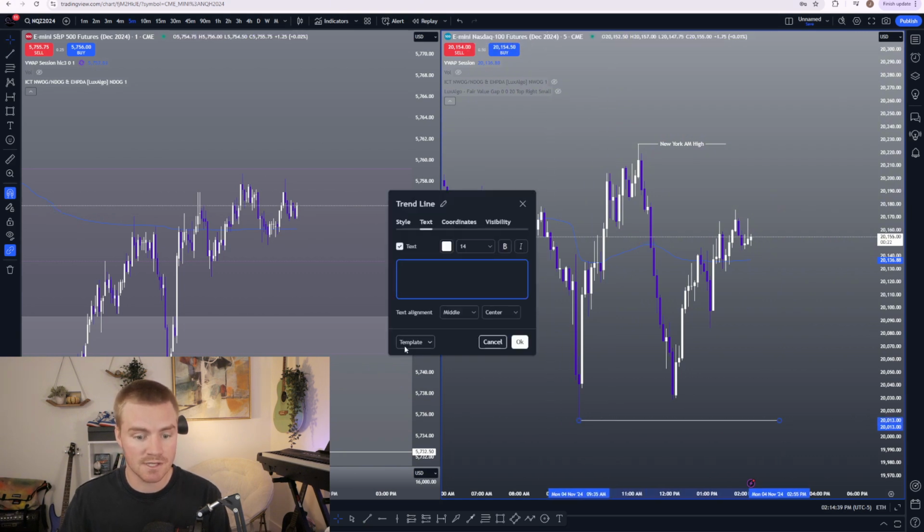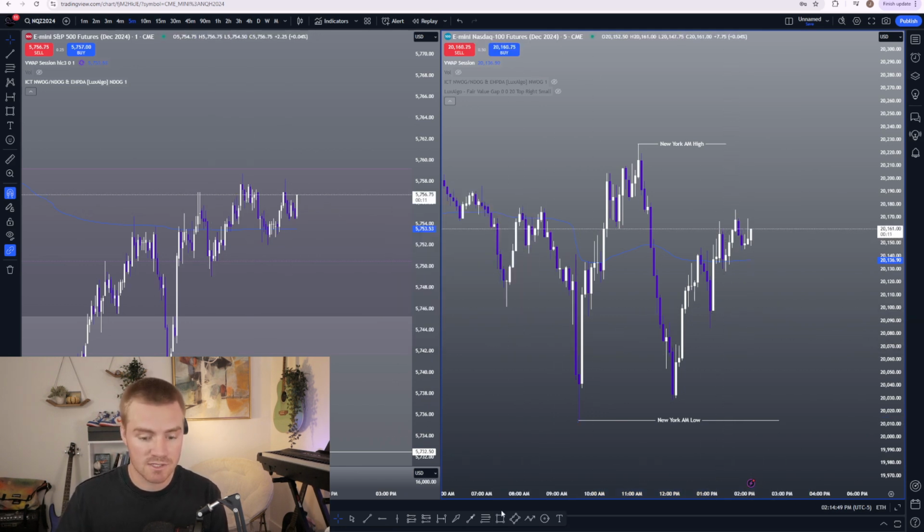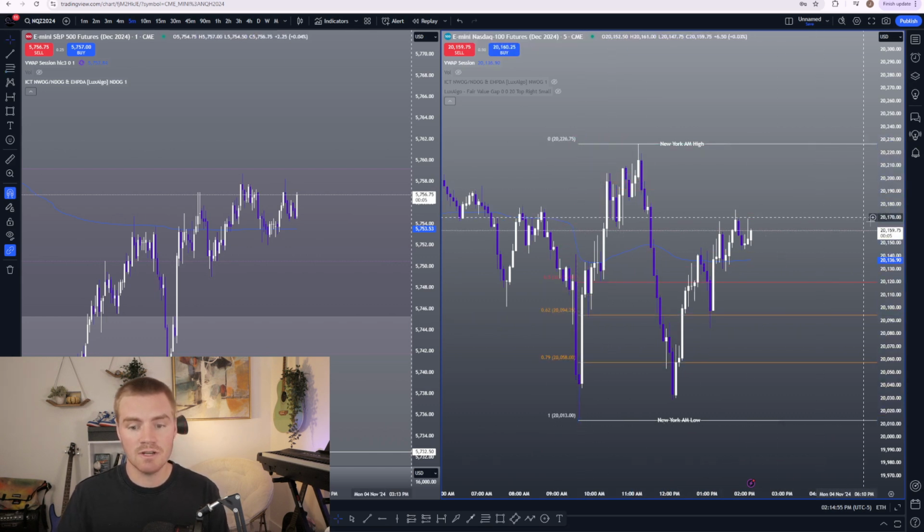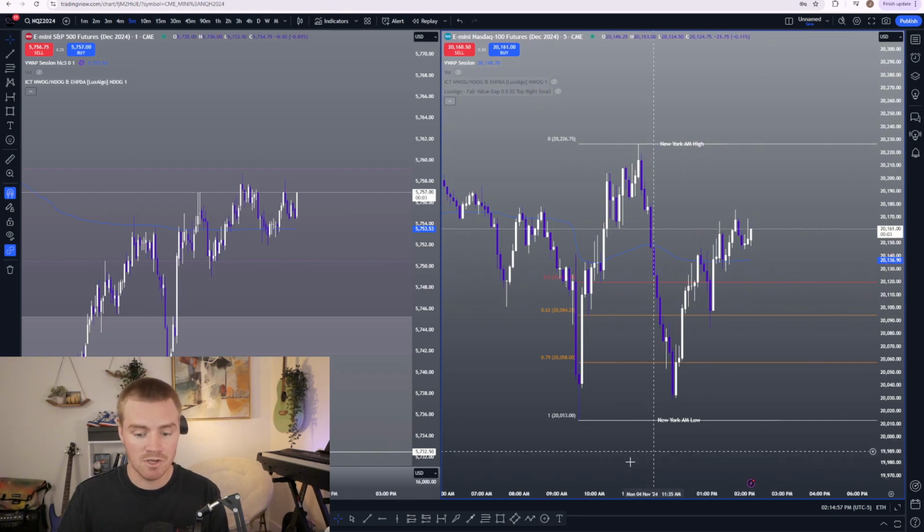Why is this important? Because you need to see the range between the New York AM high and the New York AM low. Okay, so now that we have both of those charted out, the next thing you want to do is pull out your Fibonacci retracement tool. You're going to go from the high to the low because we were bullish on the day, and you want to see price retrace back down to the discount of this range.